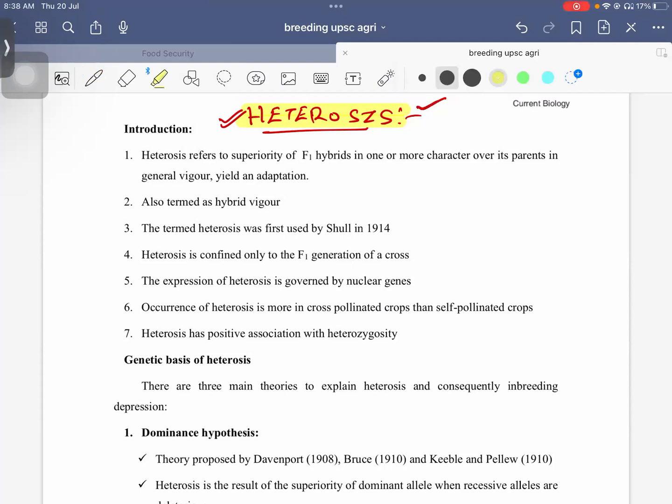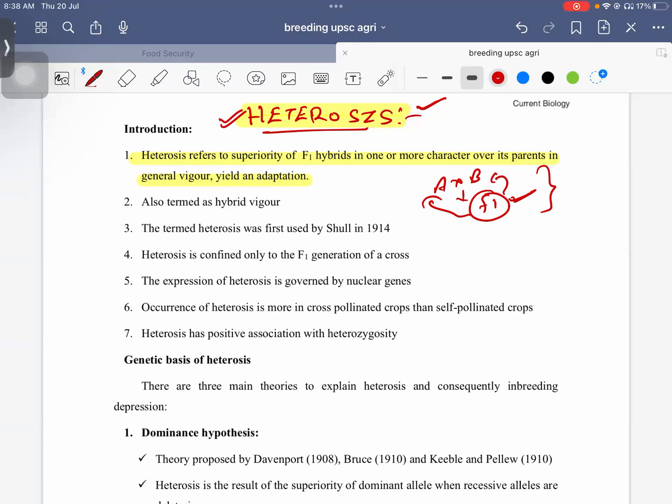So what do you mean by heterosis? Heterosis refers to the superiority of F1 over the parents, maybe for yield, adaptation, or any character. Okay, that is superiority of this F1. Okay, here we have parents. The superiority of this F1 over the parents is called heterosis. It can be in any terms.